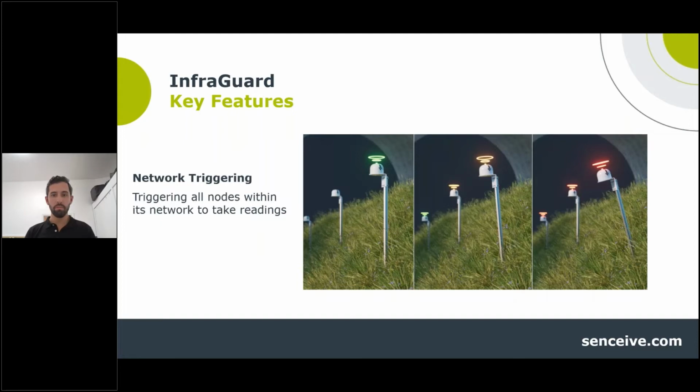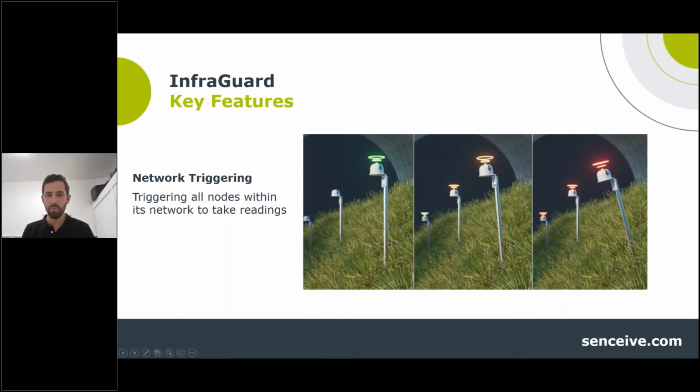Network triggering, another very key feature I'll say, is the ability to trigger other nodes on that network if one node does detect movement. So in this example here in green, you can see all nodes are stable. They look vertical in the photo. The little green here indicates that.